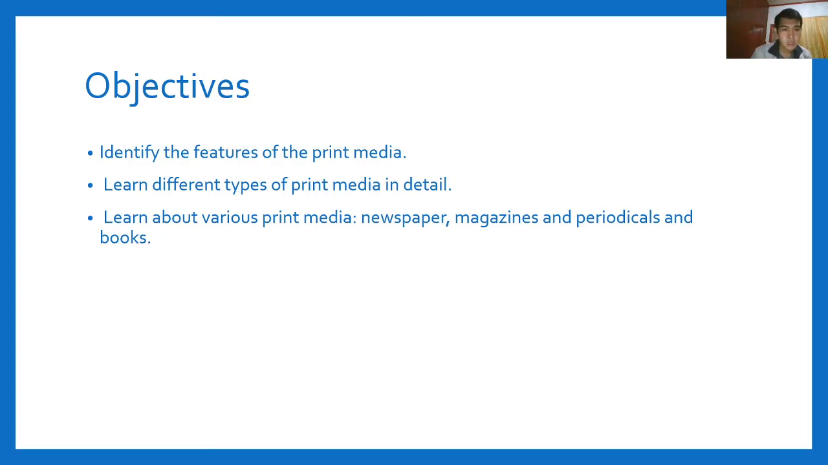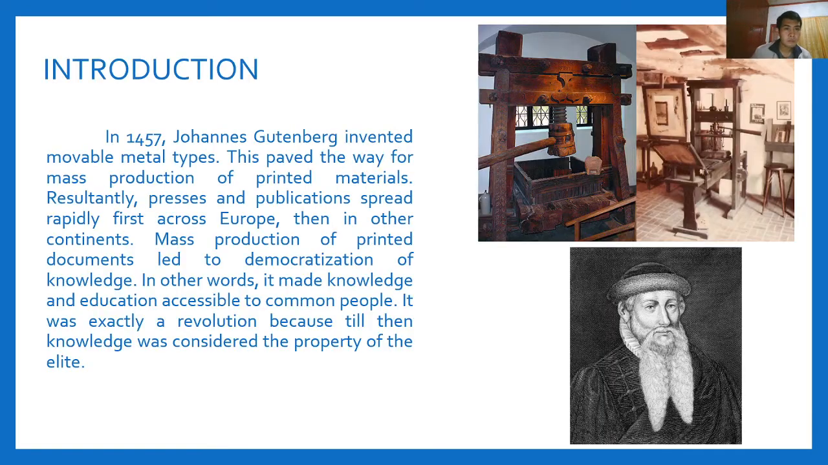For the objectives, we're going to identify the features of the print media, to learn the different types of print media in detail, and to learn about various print media, such as newspapers, magazines and periodicals, and books. To get started, way back in 1457, Johannes Gutenberg invented movable metal types. This invention paved the way for mass reproduction of printed materials.